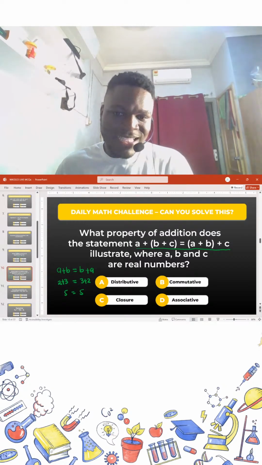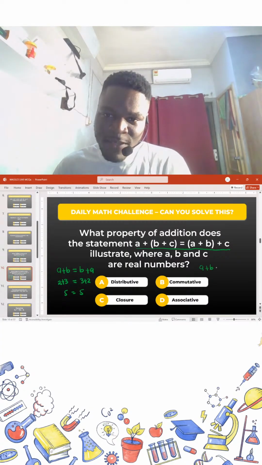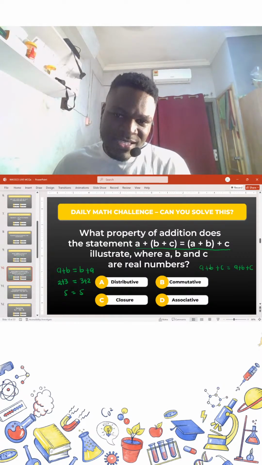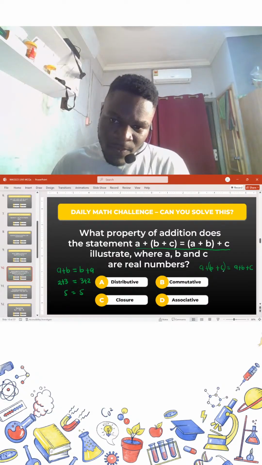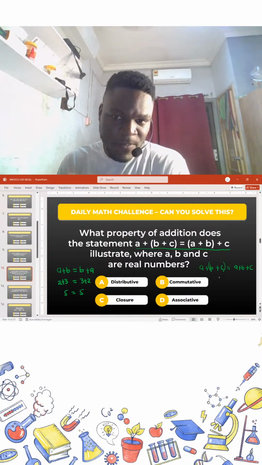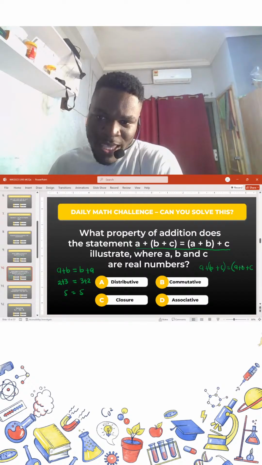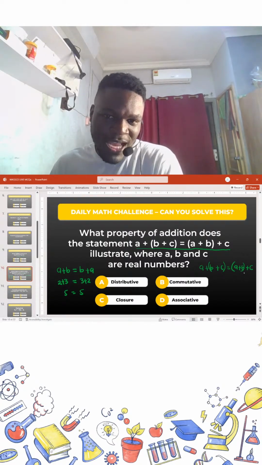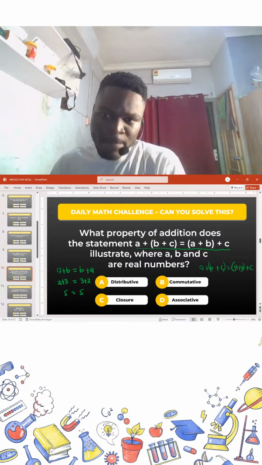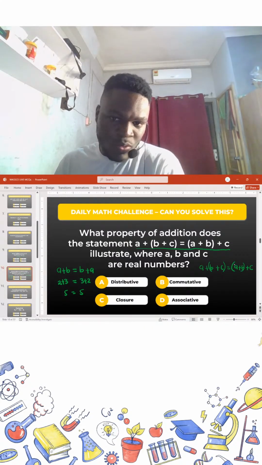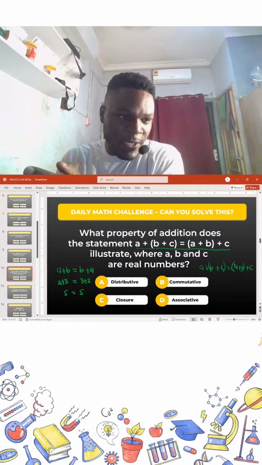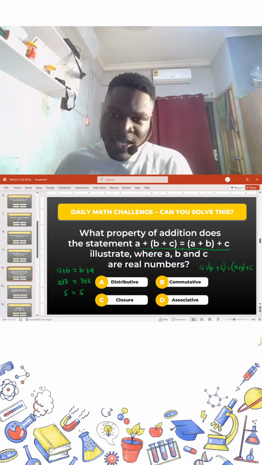For this particular one, it is associativity because over here you have 3 terms. You have A plus (B plus C) is equal to (A plus B) plus C. In the first instance, they grouped B and C. They associate B and C. And then at the other end, they group A and B, leaving the C alone. So at the beginning, the first term is alone, and at the other side, the last term is alone. So they've been grouped or associated differently. And that is associativity.